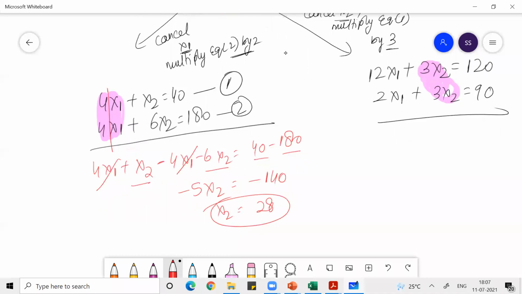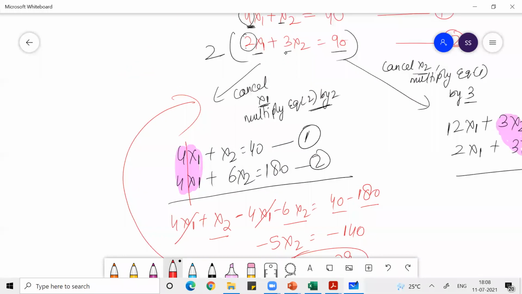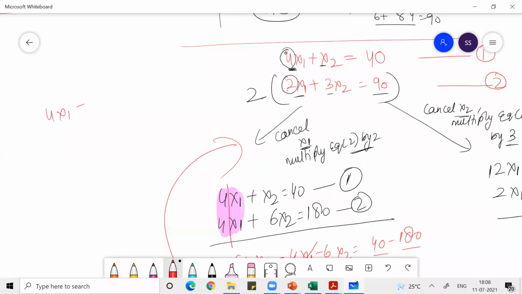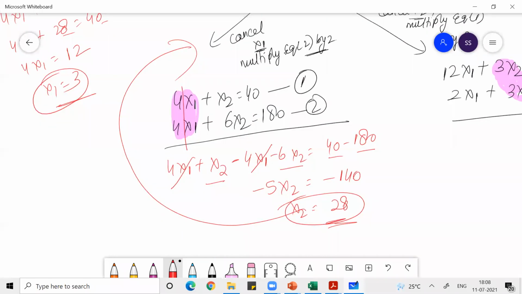Once you get the value of x2, you can find the value of x1. How will I find, sir? If I get the x2 value, put this value, x2 is equal to 28, in any equation. It doesn't matter which equation you take. So 4x1, x2 is 28, right? So 4x1 is equal to 40 minus 28, which means 12. So x1 is equal to 3. So your answer would be 3, 28. At the point 3, 28, these two lines will meet.